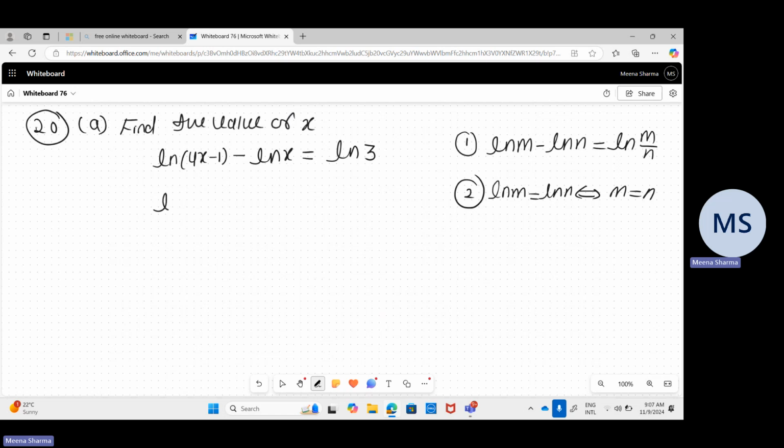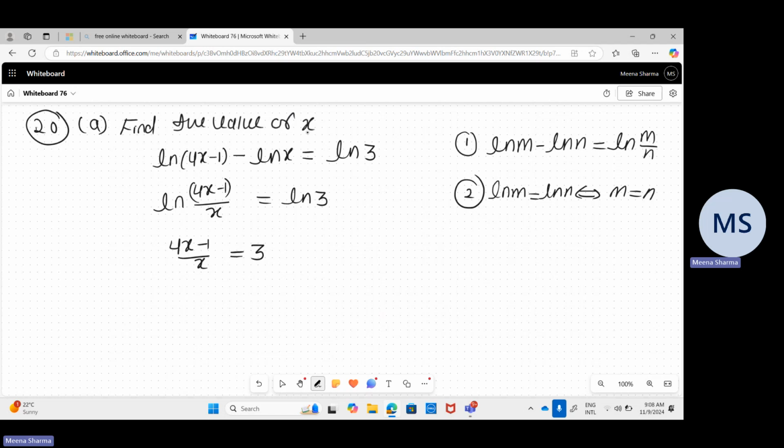So we will write ln((4x minus 1) upon x). This is okay with that first formula, and it is equal to ln 3. Now we have a second formula, which is ln m equal to ln n, and here we can equate m equal to n. So here m is (4x minus 1) upon x and n is 3. So we can equate that with the second formula, which is (4x minus 1) upon x equal to 3.